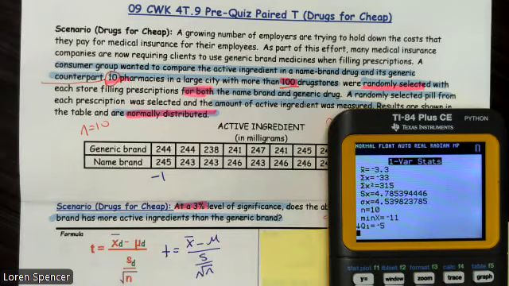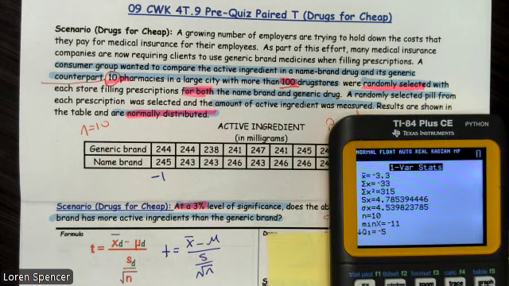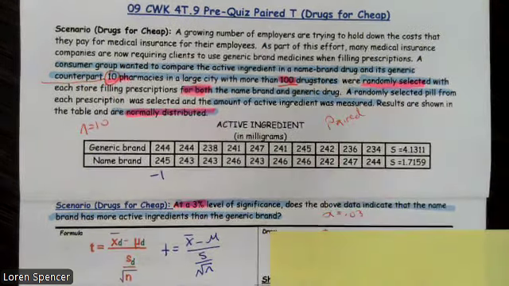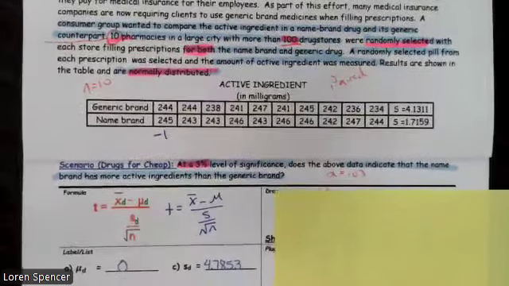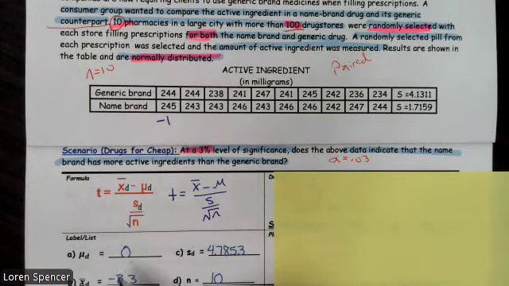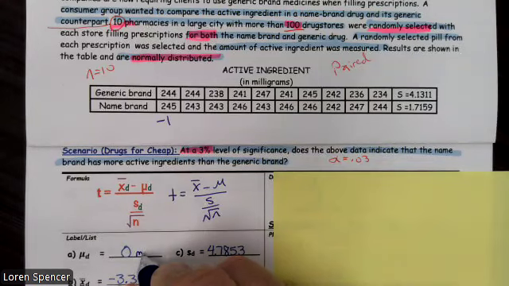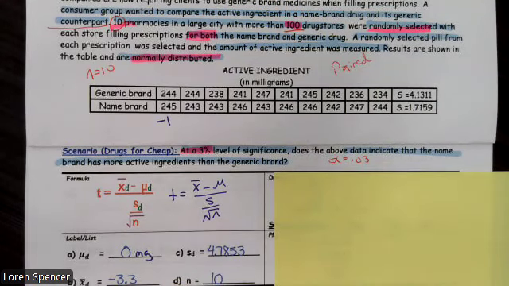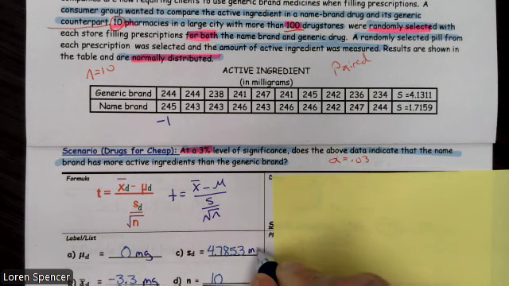Now, one thing that messes people up is the differences. Well, the assumption is that there is no difference. Otherwise, they wouldn't be swapping from name brand to generic. So the assumption is that there is no difference. All right. So the mean, we're going to assume that there's no difference in the amount of active ingredient. And this is 0 milligrams. All right. This is also milligrams. And for that matter, so is this.